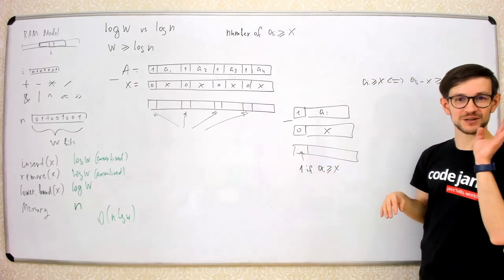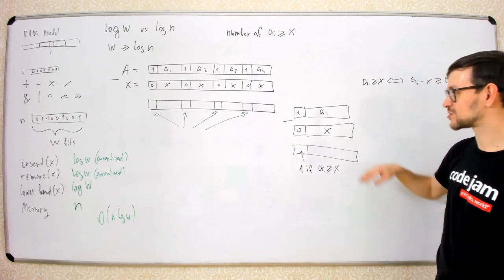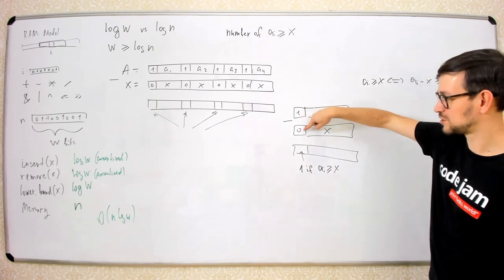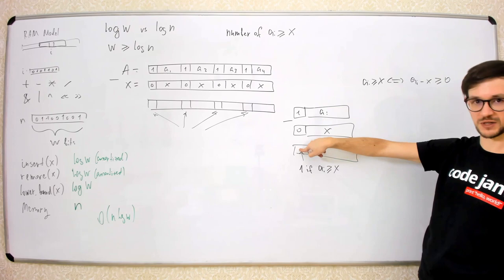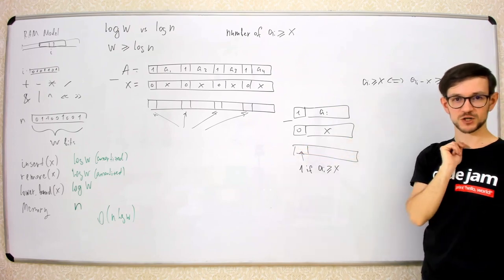So, how to compare two integers? You put one here, put zero here, subtract, and look at these bits. So this bit contains information about this comparison.